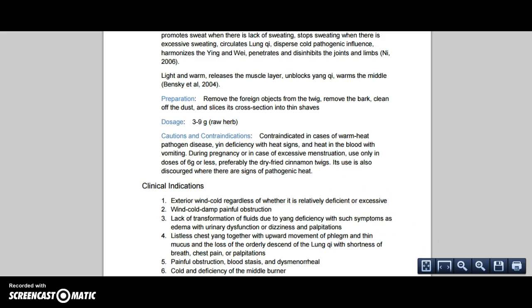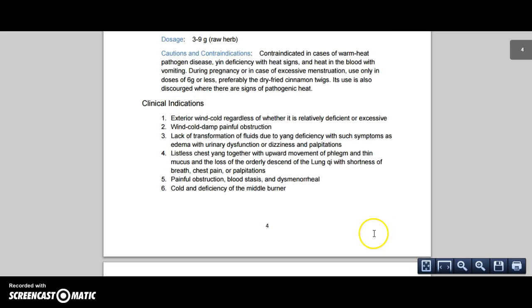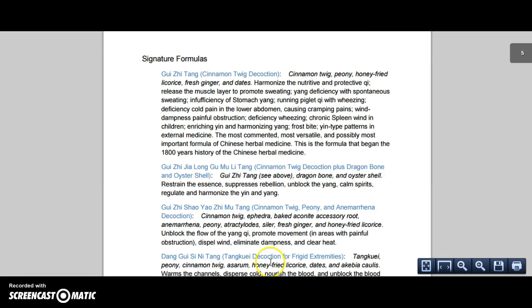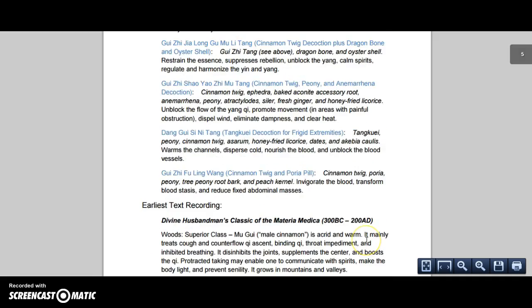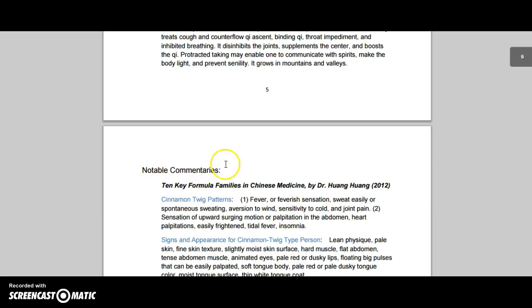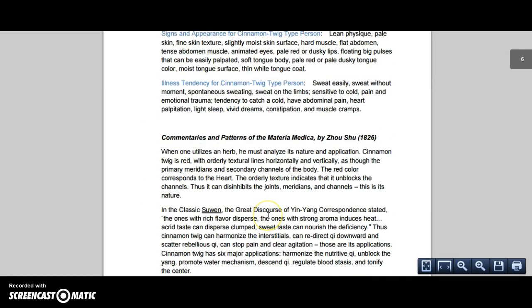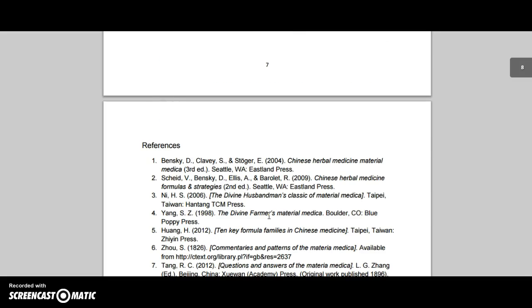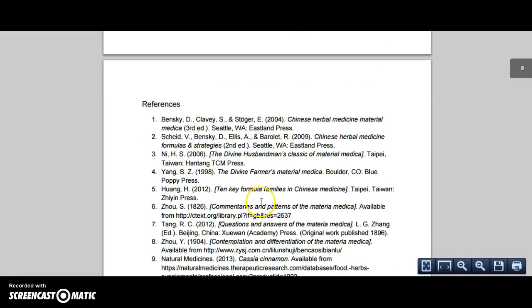based on traditional Chinese medicine, clinical indications, again based on Chinese medicine here, signature formulas that include cinnamon, and this student included a lot of extra great information like earliest text recordings, notable commentaries, and the reference section.